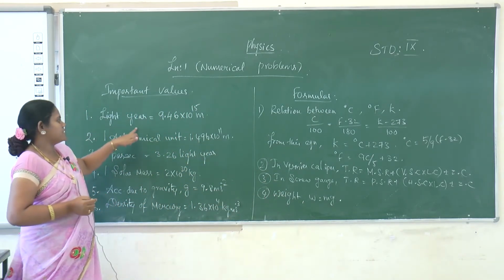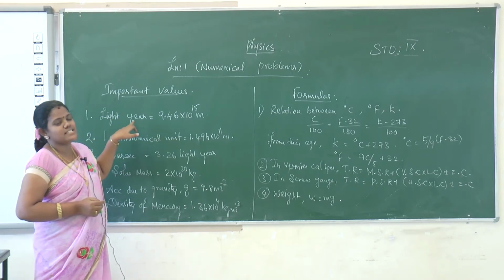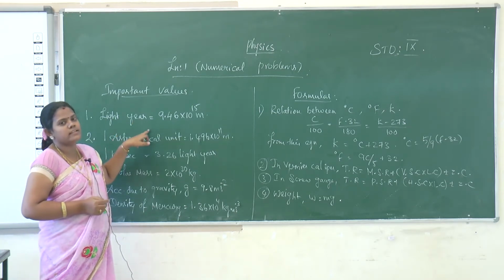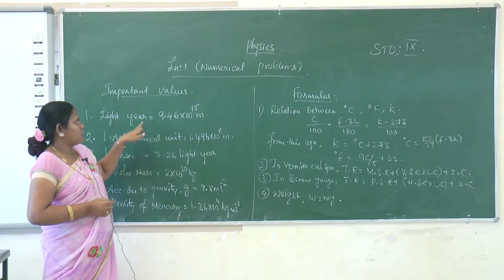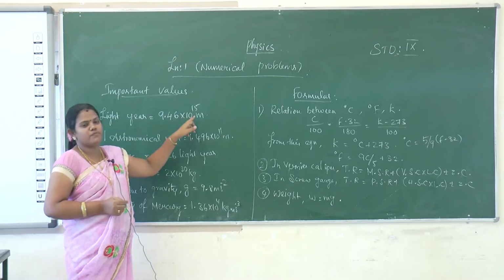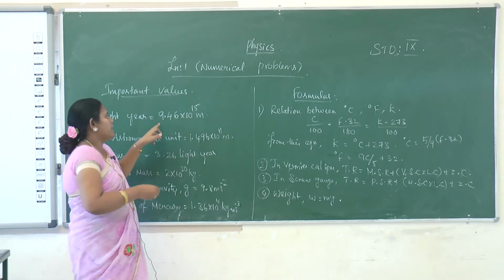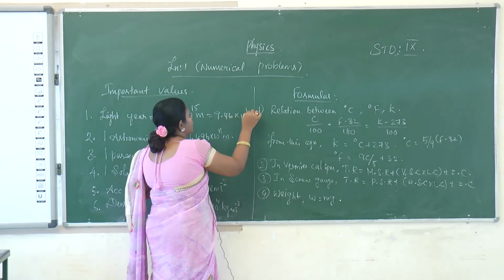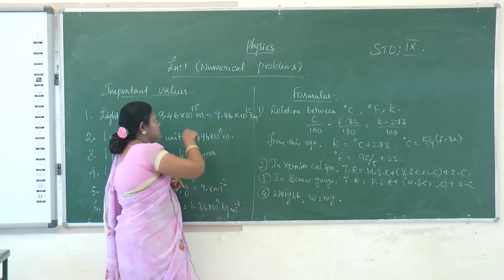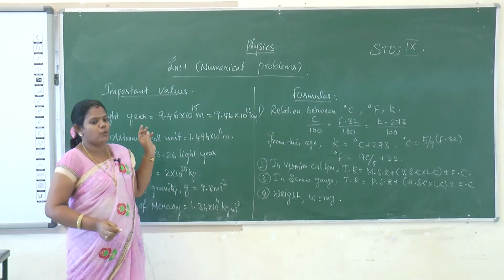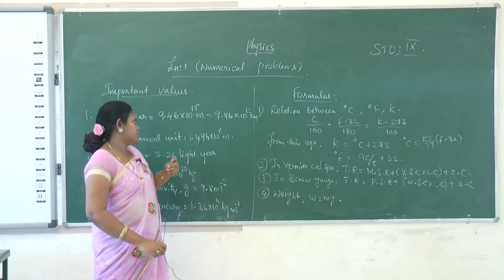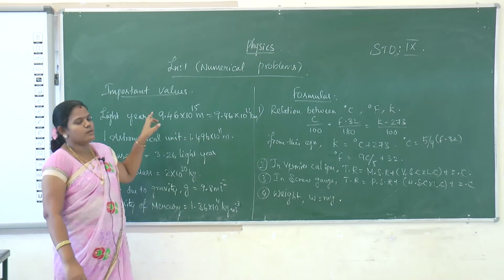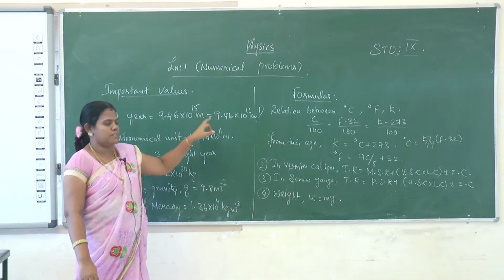First, light year. Light year means the distance travelled by light in 1 year in vacuum. That is, one light year is equal to 9.46 into 10 power 15 meter, or 9.46 into 10 power 12 kilometer.